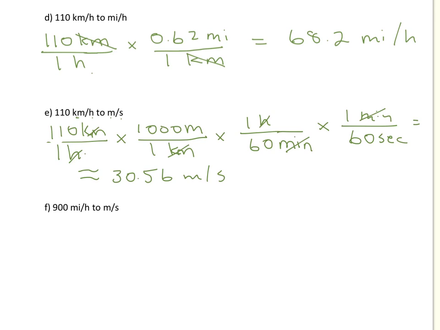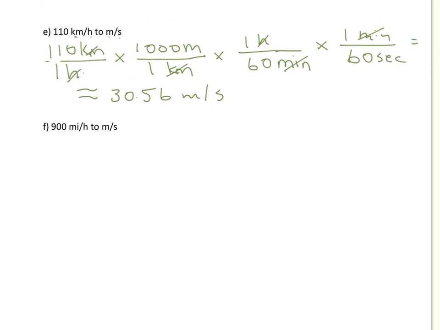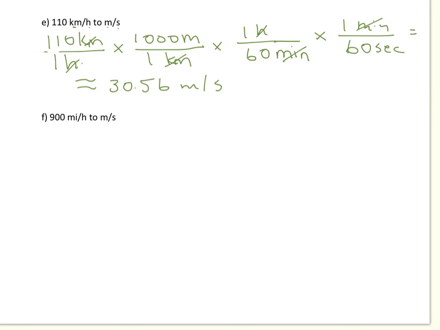Now that's driving speed in meters per second. Let's take a look at very fast airplane speed in miles per hour to meters per second. So we're going from a US customary unit, miles per hour, to a metric measurement, meters per second. Okay, I'm going to just scroll up here a little bit to give us the space that we need for that one. So miles per hour to meters per second.